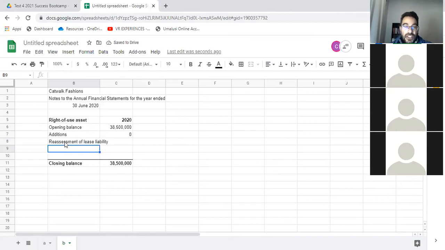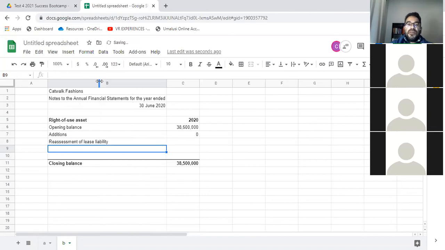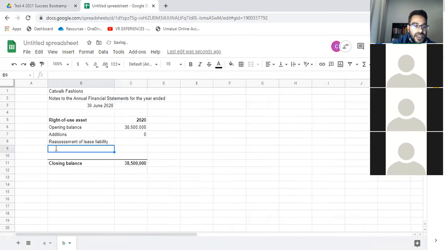Another way the right of use asset could change is if there was a change in the provision for dismantle. Okay, so what could happen? We can just say change in provision for dismantle, or provision for restoration, or provision for decommissioning. We know there's no provision in this question. I'm only bringing it in just to show you that that could happen. Okay, and then the last one is depreciation.